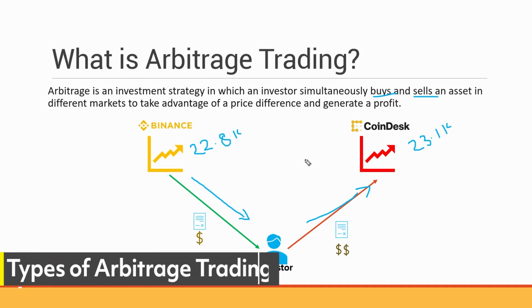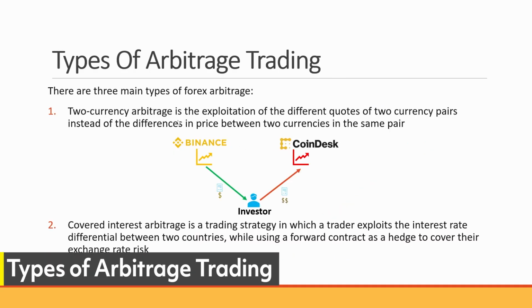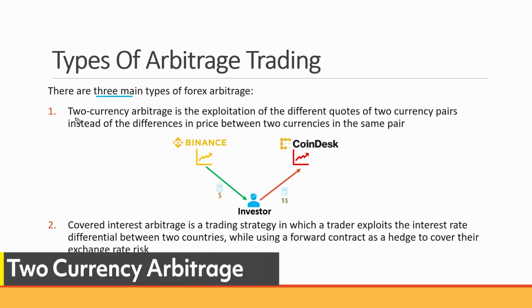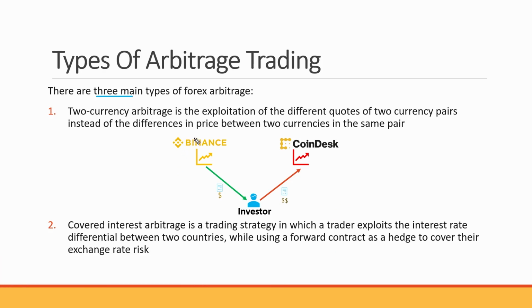Now let's talk about the types of arbitrage trading. There are basically three types. The first one is two currency arbitrage, in which a currency pair is bought from one exchange and sold to another exchange. That is done on the same currency pair. So the investor would buy from one exchange and sell simultaneously on the other one and take the difference as their profit, excluding the contract fees and the transaction fees and costs. So this is one type, two currency arbitrage.